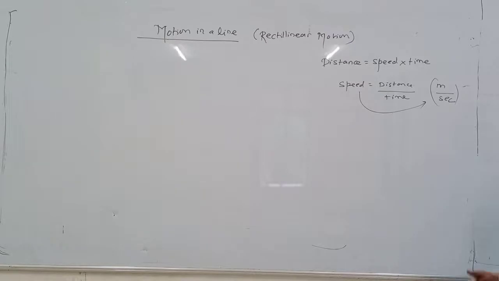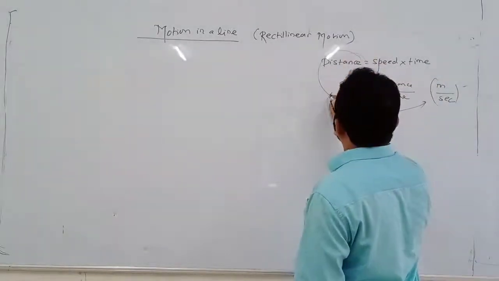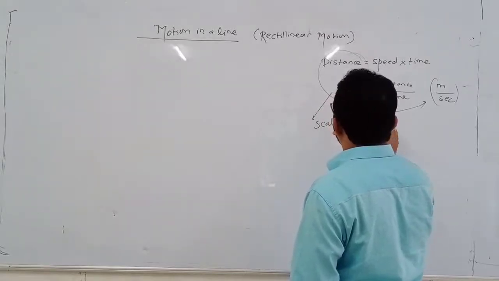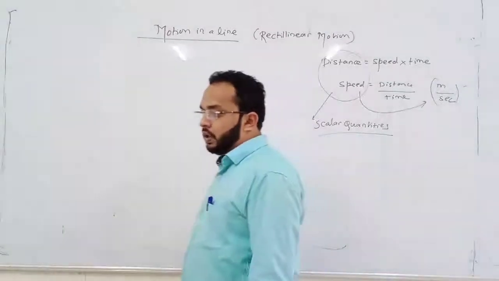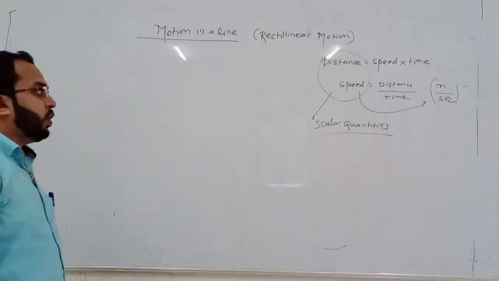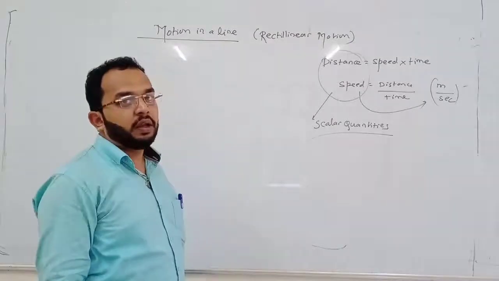Now see, this distance and speed are scalar quantities. These two are scalar quantities. We have studied scalar and vector methods. These two are scalar quantities, so that means these two quantities don't have any direction.